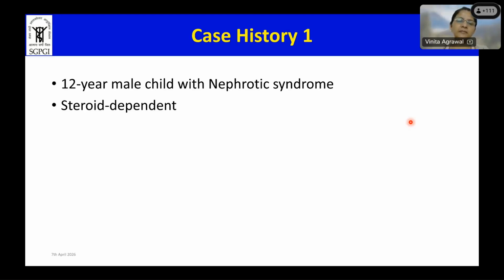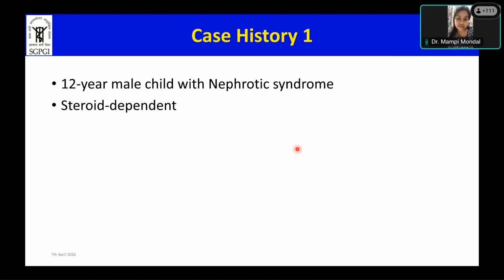Now we come to case history 1. That was a 12-year-old male child with nephrotic syndrome, steroid dependent. So you have a young child with nephrotic syndrome. The first thing which comes to your mind is... Ruby, can you just take up this case? Ruby, please open your mic and your video and please take up this case. I think Mumpy is there. Mumpy, can you take up the first case?